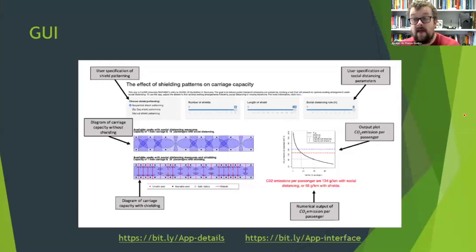Absolutely fantastic piece of work. And they won the NERC hackathon with this. Because you can literally put in the social distancing, how many shields there are, where the shields are, and the length, all these wonderful things, and you get an immediate answer. And this was then written up and used as evidence in the UK Parliament for understanding firstly, how COVID was managed on public transport, and what that effect was.